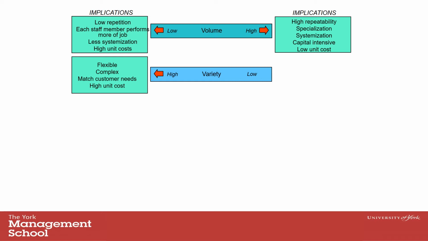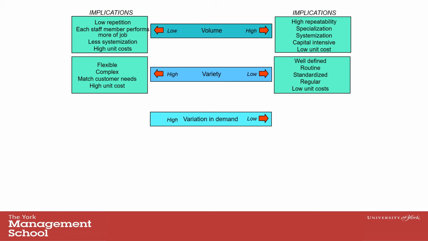Low variety means it's well defined, it can be standardized, and it fits in well with production. Just as with high volume, low variety is the ideal one for very low unit costs of production. Everybody gets the same, there's very little difference put forward to people.